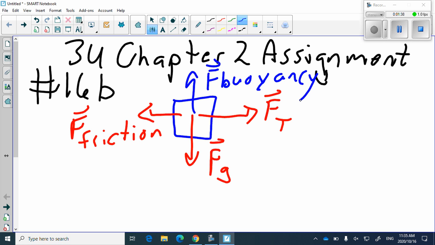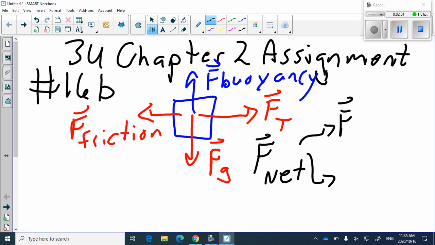Now, they want us to calculate the net force, right? Net force. That's what they want us to calculate. But there's two ways of looking at net force, right? Net force would be force tension plus force friction plus force gravity plus force, let's just call it B for buoyancy. The problem with that is, do you know how much the tension force is?